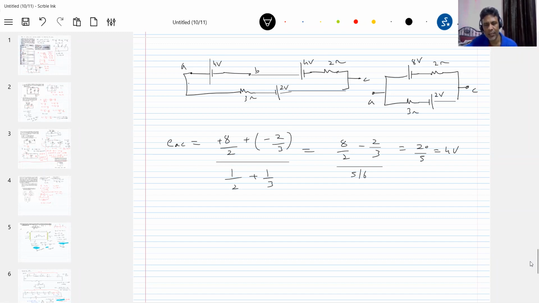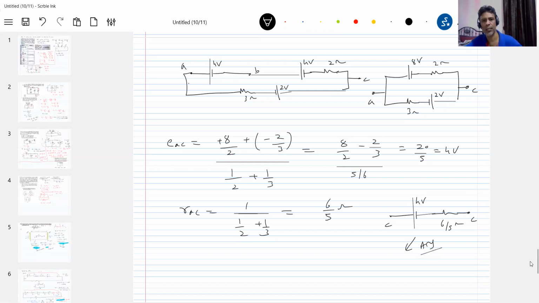Check one's calculation. Yeah, this will be okay. Now come for RAC. What is RAC? 1 by summation of 1 by 2 plus 1 by 3. So this should be 6 by 5 ohm. So what is the equivalent everything? The total thing should be equal to 4 volt, 6 by 5 ohm. This will be our answer. Like this, any number of grouping of cells, you can use this generalized method.